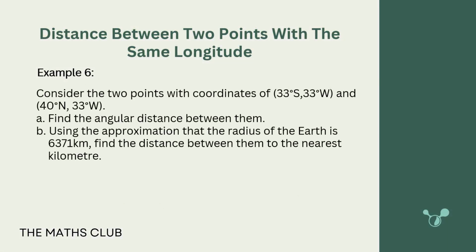Let's see a further example of this. Example 6: consider the 2 points with coordinates of 33 degrees south, 33 degrees west, and 40 degrees north, 33 degrees west. Find the angular distance between them, and using the approximation that the radius of the Earth is 6,371 kilometers, find the distance between them to the nearest kilometer. I want you to pause the video and try this out yourself.